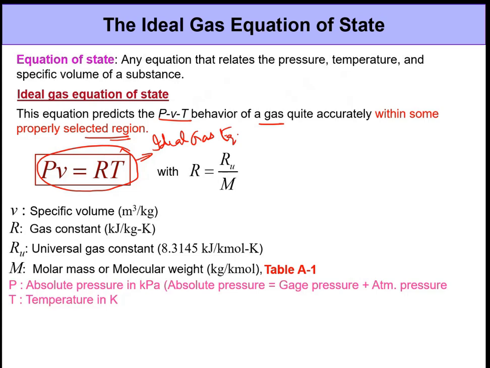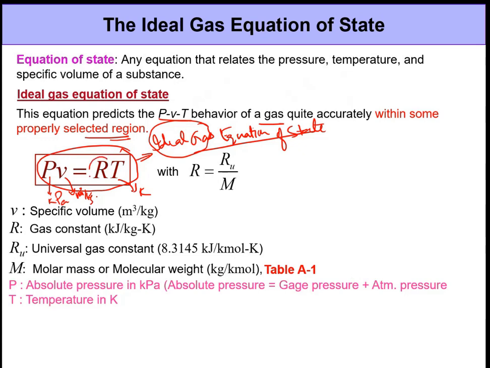And this is essentially true for gases which behave like an ideal gas. Okay, we'll talk about what is an ideal gas and what is a real gas in a bit. Now let's look at this equation. So this equation relates the pressure in kilopascal to the specific volume in meter cube per kilogram to the temperature, which is given in Kelvin.